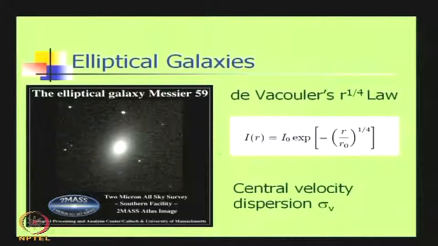So, the way the specific intensity, the surface brightness, falls off as you go away from the center is well described by this law, I naught exponential minus r by r naught to the power 1/4. Okay, this is called de Vaucouleurs' r to the power 1/4 law.